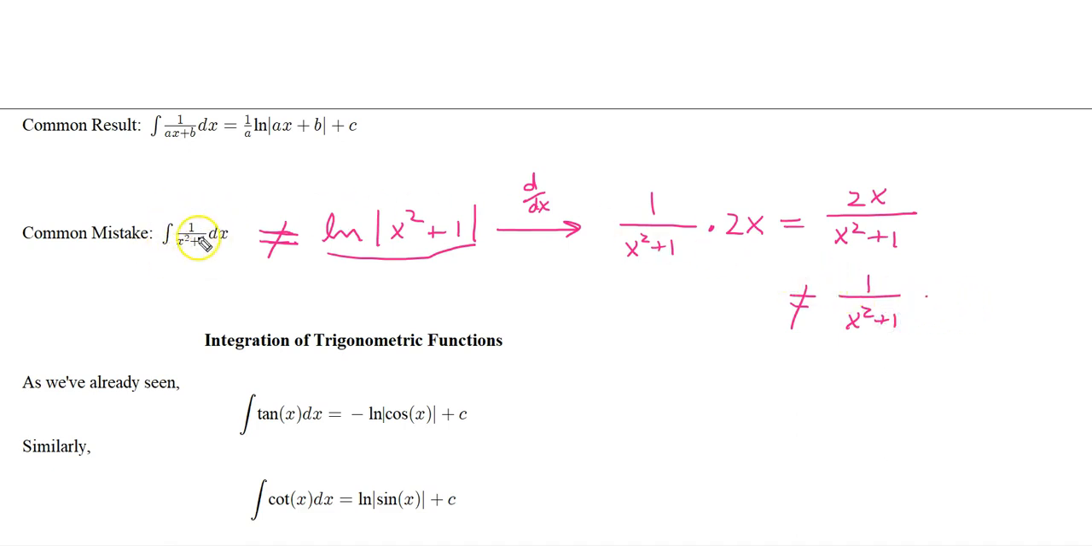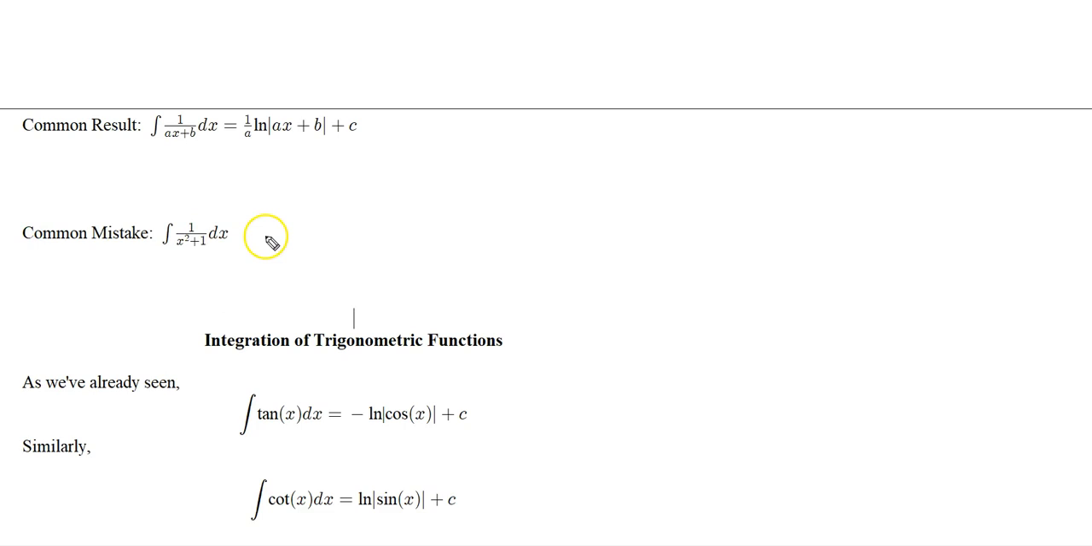So that's a very common mistake. You see it worked up here because the ax plus b was a linear term. But as soon as you put something more complicated than just ax plus b in the bottom, it doesn't work anymore. So just don't make that mistake. In fact, as we'll see later on, this is actually equal to the arctangent of x, or the inverse tangent function of x, plus c. So we'll get to that later on.